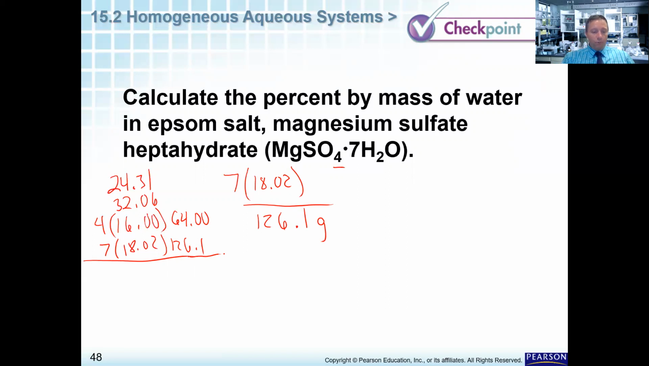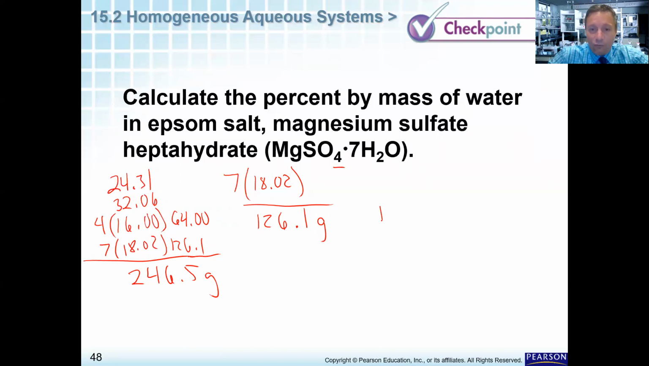So let me add all these up here. So I have 24.31 plus 32.06 plus 64 plus 126.1. So I have to round because this is addition. You can't have more significant places than the least number of significant places. And it's in the 10th position here. So I have 246.5 grams.